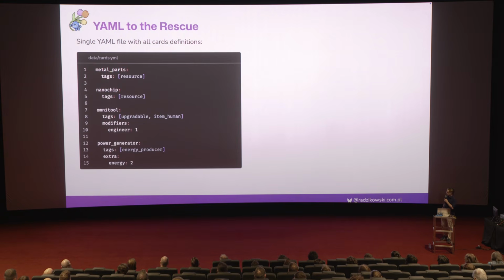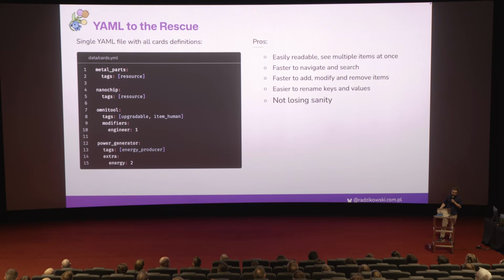YAML is a textual data format, maybe some of you are familiar with, where you, in a readable way, define whatever you want. And yeah, there are some advantages to this approach. Like I said, easily readable. You can see multiple related things at a time. Of course, if you have a lot of cards defined, you won't see everything at once. But usually you have related things next to each other, so it's always easier.